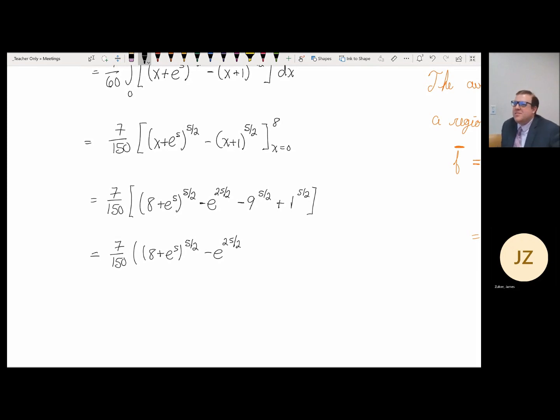Same as 3 to the 5th. What's 3 to the 5th? It's 243. 1 to the 5/2 is just 1. Negative 243 plus 1. There's your average value.